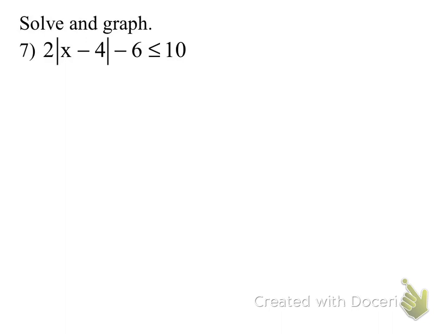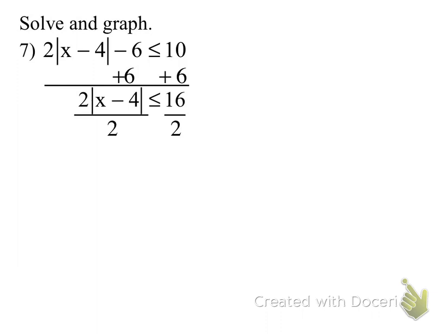Alexander, first you add 6 to both sides. Adding 6 to both sides. And then you divide both sides by 2. Dividing both sides by 2. And then after that you branch it off. We're going to branch it off.